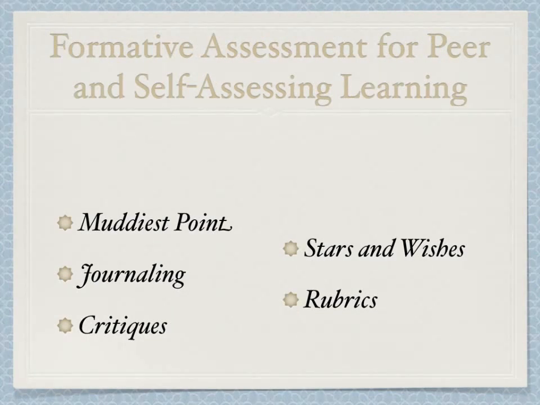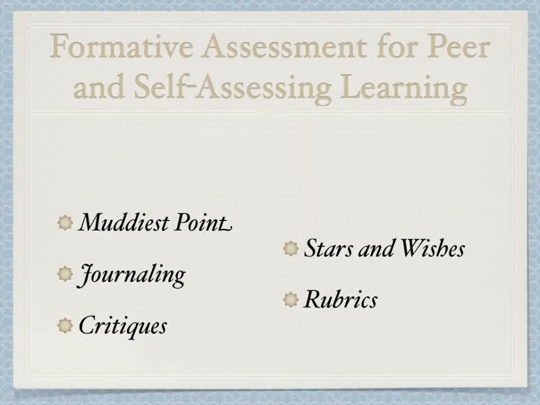Formative assessment can also be used for students to help in peer assessment and self-assessment. In muddiest point, students name or describe the concept they have the least understanding of, or their muddiest point. Students can share their muddiest points with the class, or the teacher can collect them and review them privately. In a journaling activity, students just write thoughts about their journals and reflect on their learning.